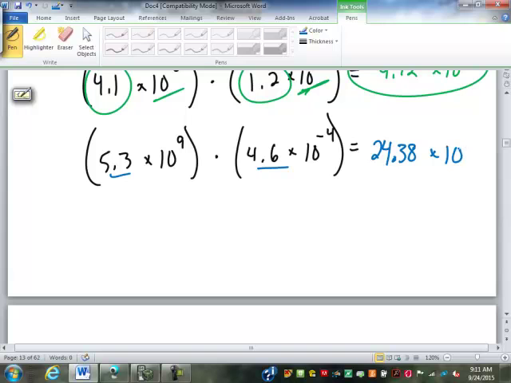Times 10 to the 9th times 10 to the negative 4th. We add powers, 9 plus negative 4 is 5, so that's 10 to the 5th. Now we do still have to move our decimal point over 1 spot. This becomes 2.438. Number got smaller, power gets bigger, so 10 to the 6th.